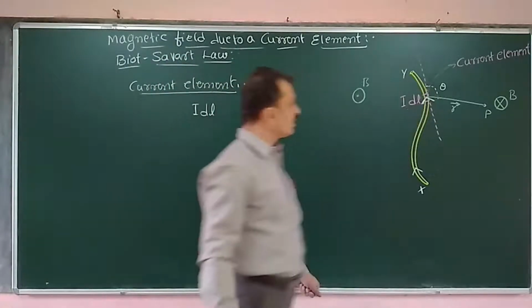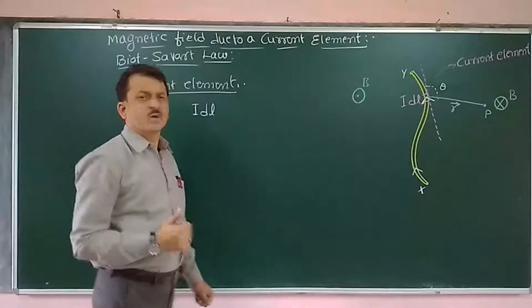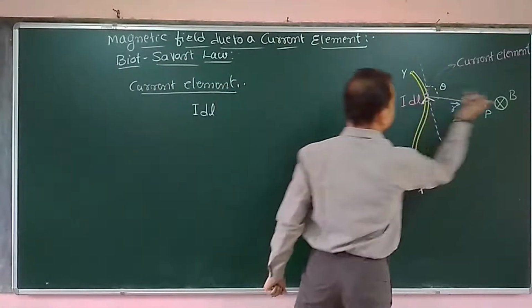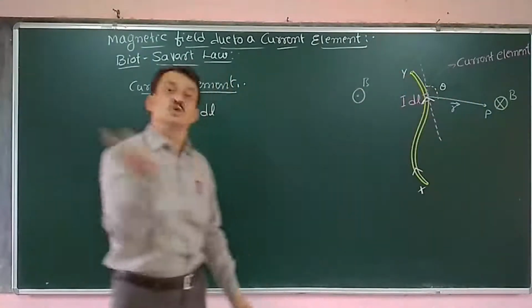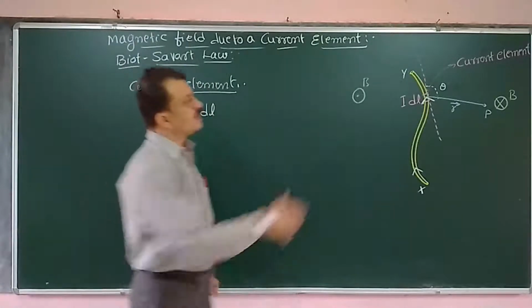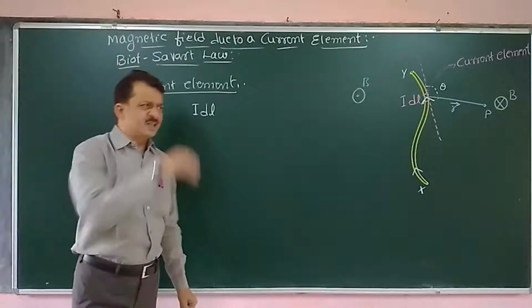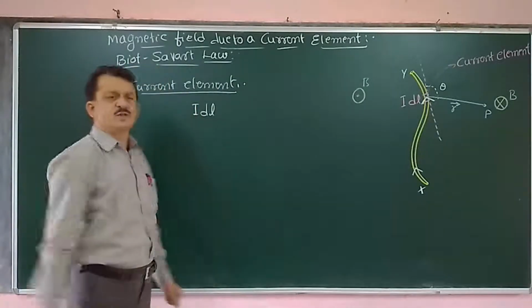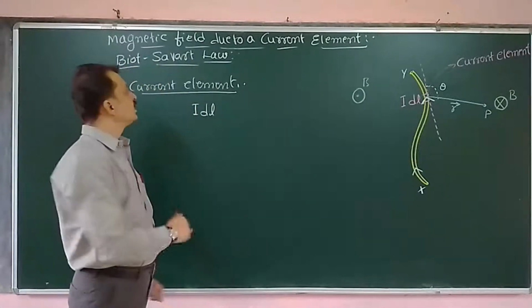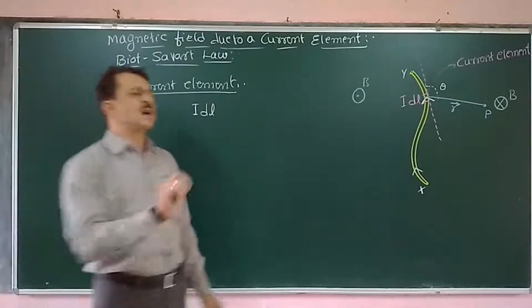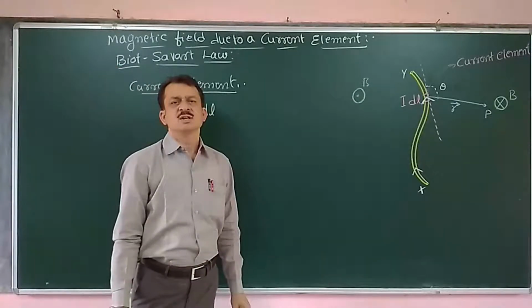Now we are going to study the relationship between this current element and the magnetic field produced by the same current element at a particular point P. That relation was given by two physicists, Biot and Savart, and hence the law is called Biot-Savart's law.